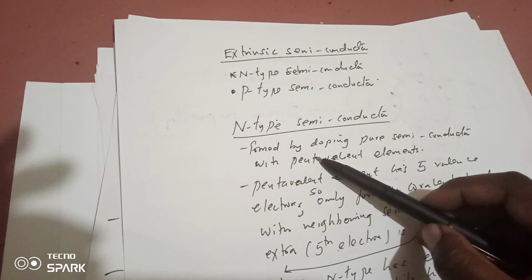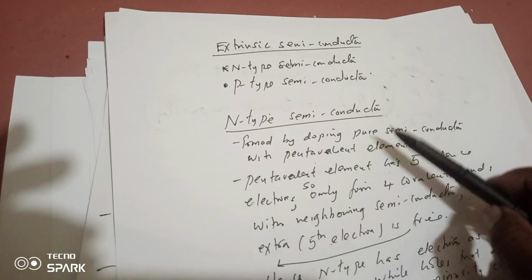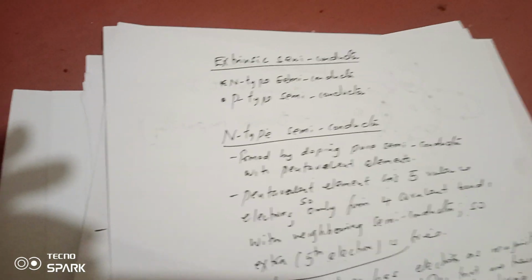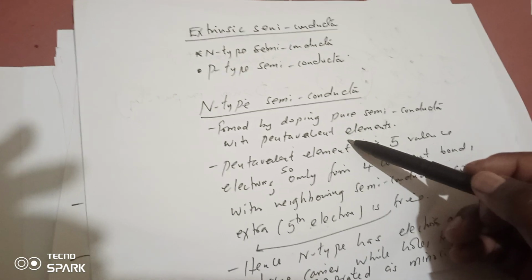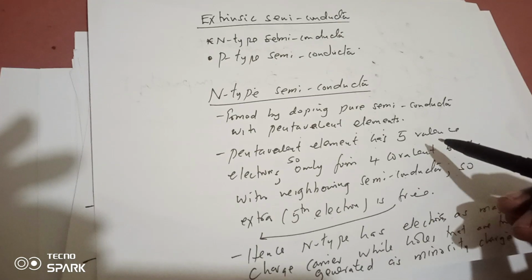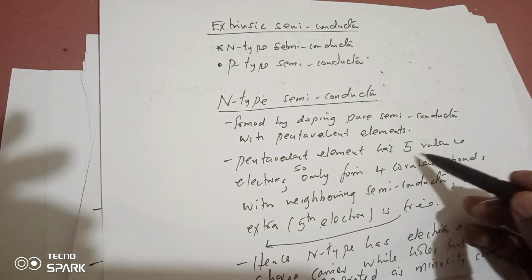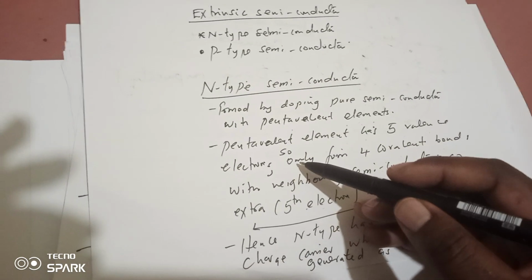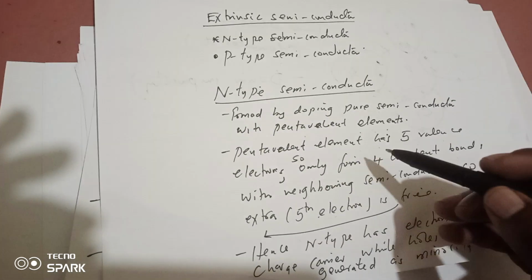An N-type semiconductor is formed when a pure semiconductor is doped with pentavalent elements. Pentavalent elements are group 5 elements. These are elements with 5 electrons in the outermost energy level, or what we call valency electrons. It has 5 valency electrons, that's 5 electrons in the outermost energy level.